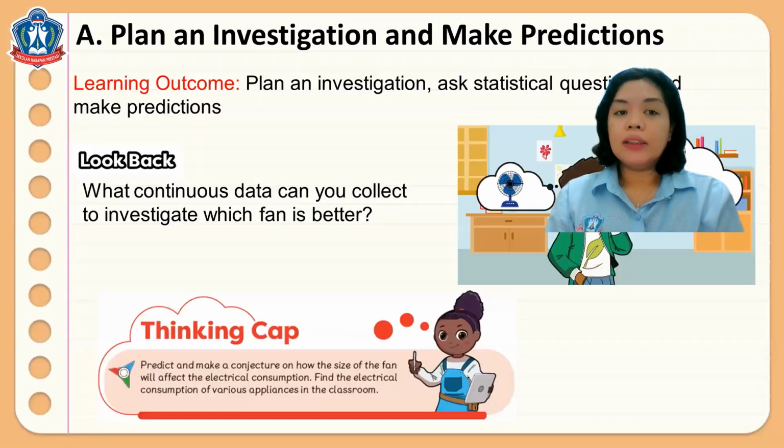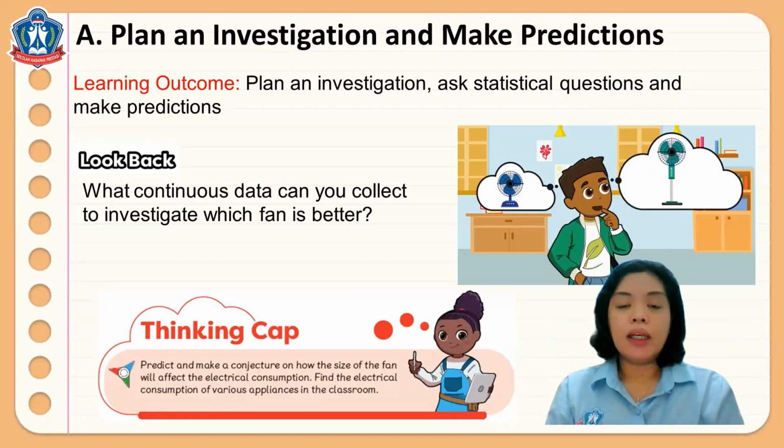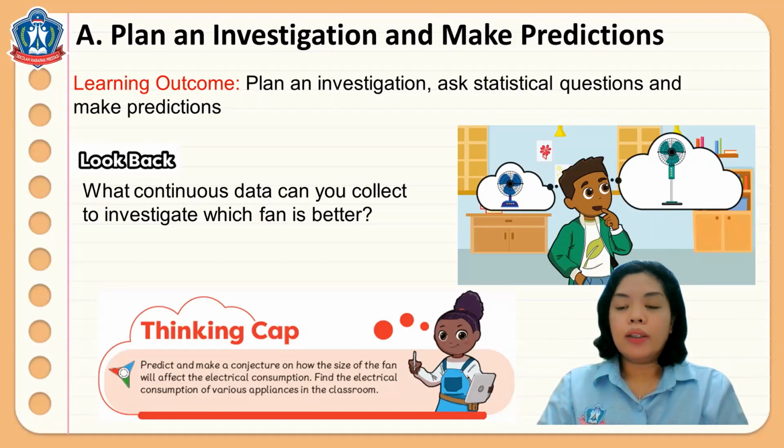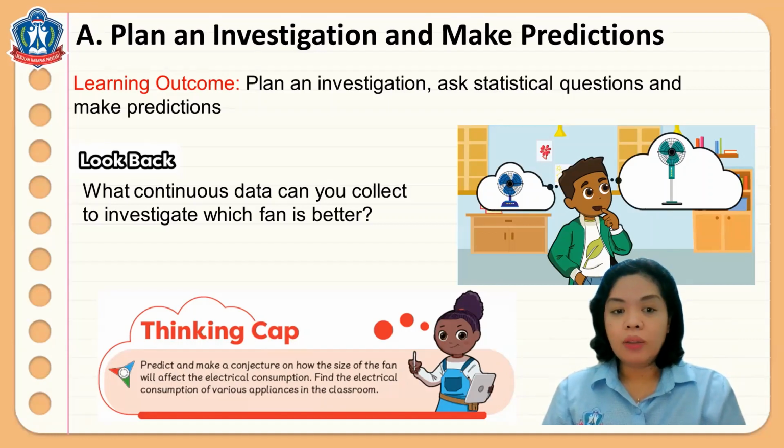Let's start with lesson A, plan an investigation and make predictions. So, what continuous data can you collect to investigate which fan is better? Look at the sizes of these two fans. We have the short one and the long or tall stand fan. So, try to predict and make a conjecture on how the size of the fan will affect the electrical consumption in your house. Okay, if you have your answer, you can share that during our class.